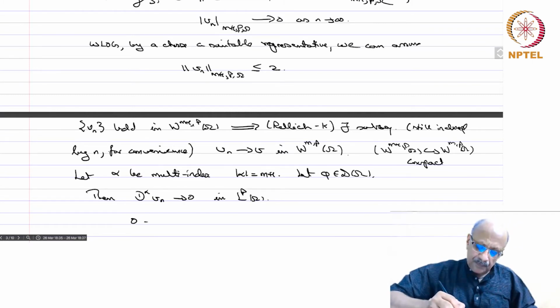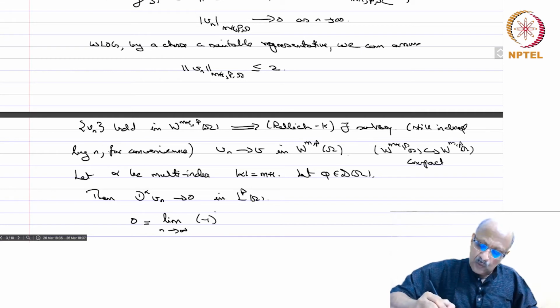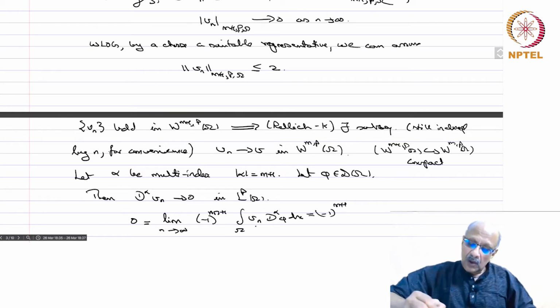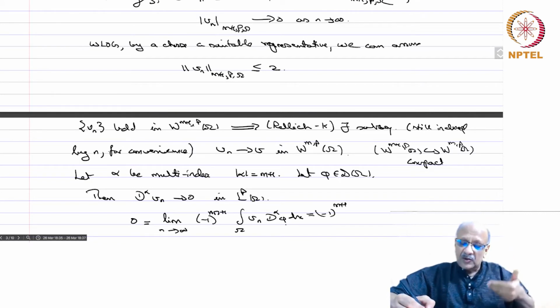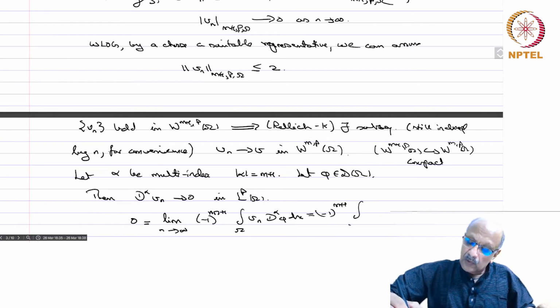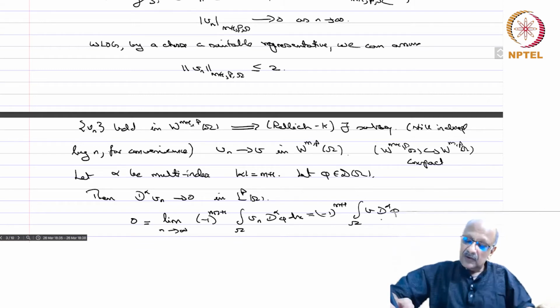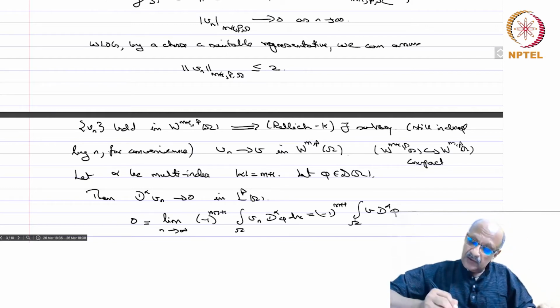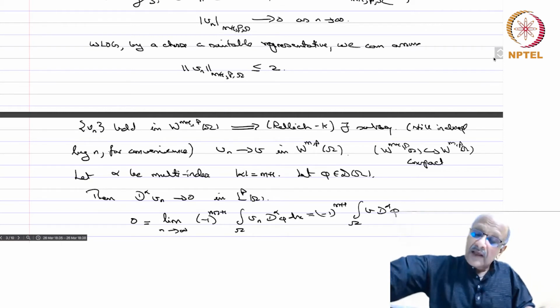So you have 0 equals the limit, n tending to infinity, minus 1 to the n plus 1, m plus 1, sorry, because you are taking the derivative, integral on omega Vn d alpha phi dx, and that's equal to minus 1 to, I am using the distribution derivative, so Vn goes to 0, so d alpha Vn goes to 0, that means its action on phi goes to 0, and therefore 0 is equal to this limit, and that is equal to integral minus 1 to omega of V d alpha phi, because Vn goes to V. Okay, so Vn goes to V, so this is the limit, and therefore you have this. So you have that.